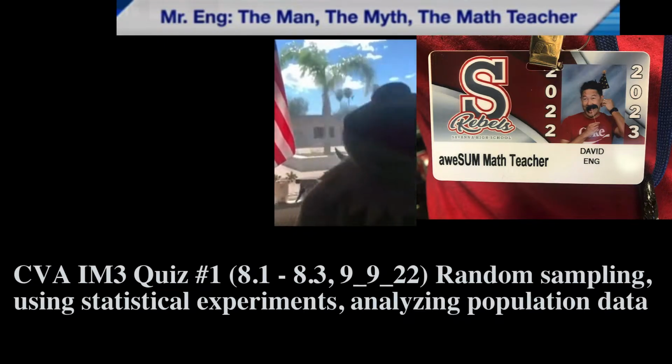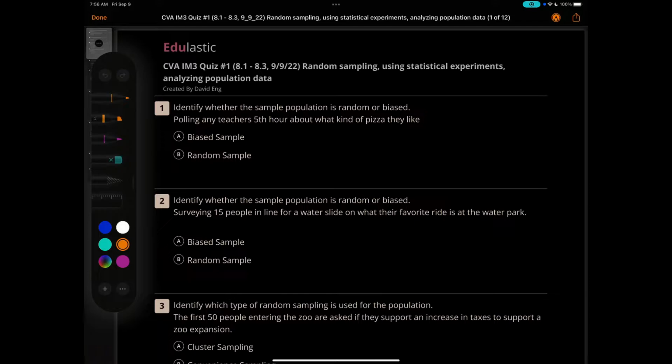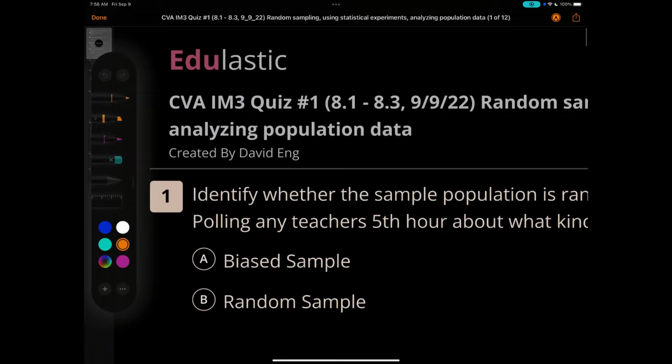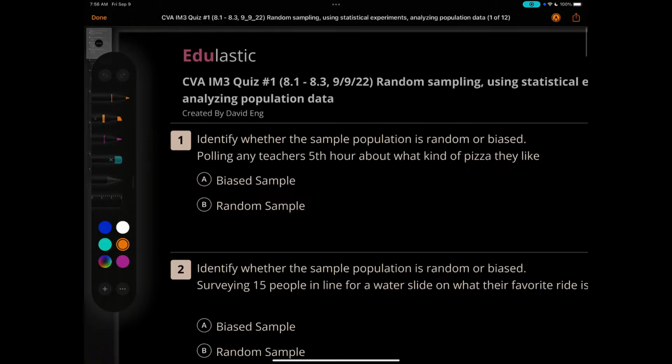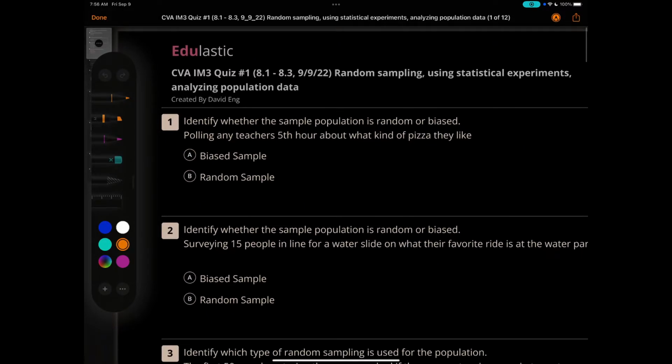Shout out Mr. Ying. Hey everybody, let's go over the CVA Integrated Math 3 Quiz number 1, taken September 9, 2022: random sampling, statistical experiments, analyzing population data.